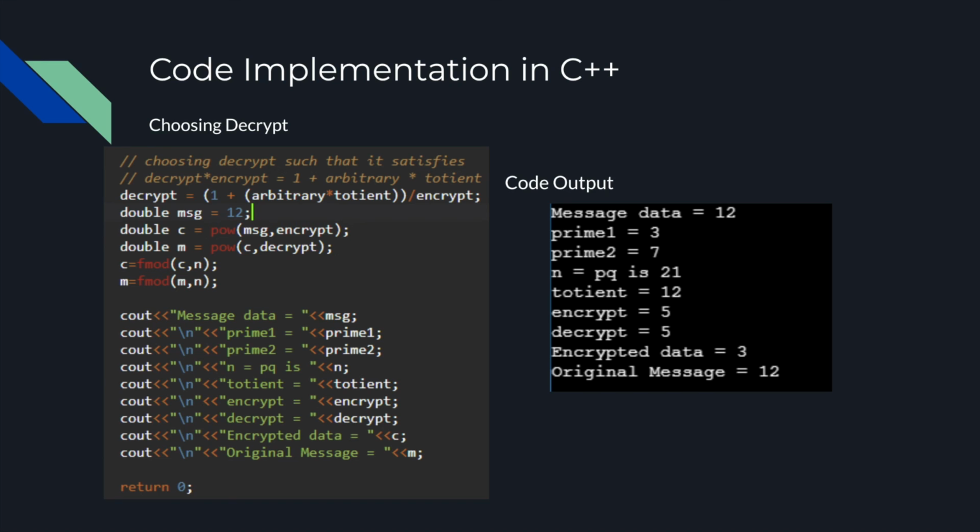So from the output, you can see that the original message was 12, and then once it's encrypted, you would see that it's only 3, but once you decrypt it, it shows you that the original message was 12.